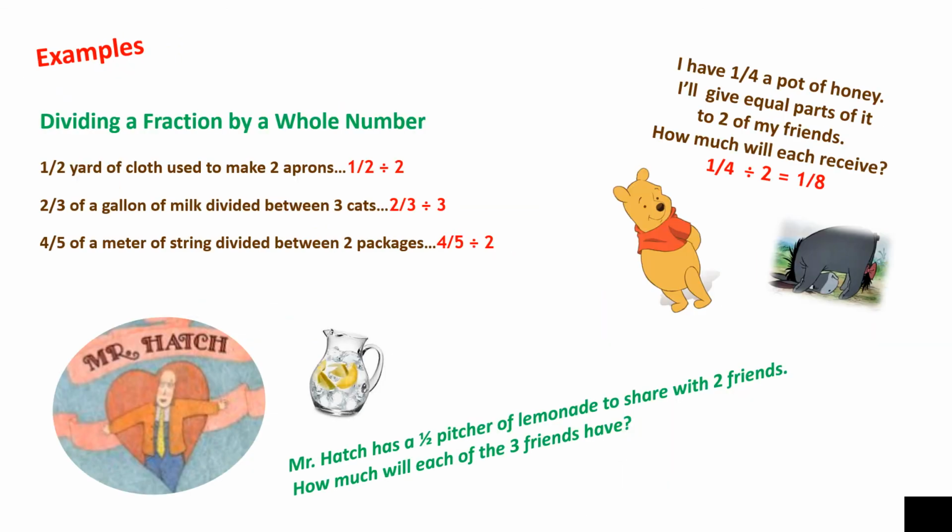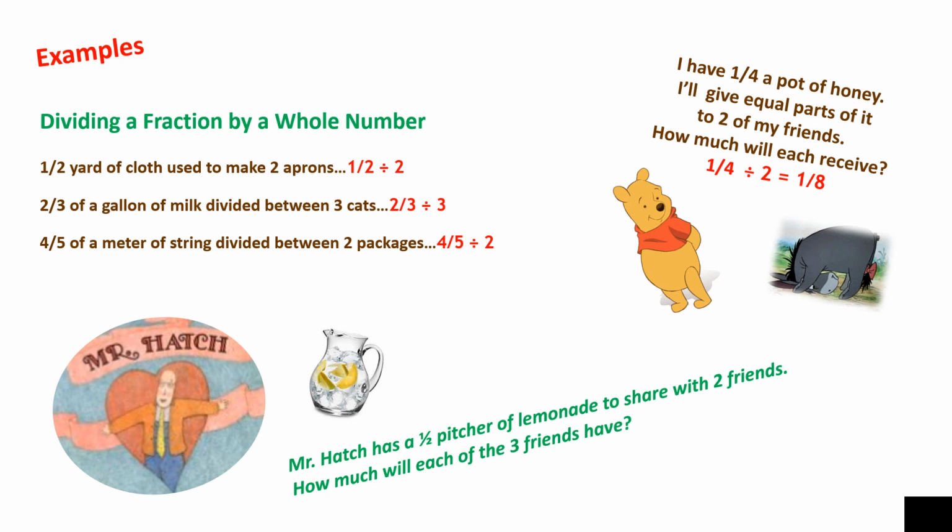In this slide, we're looking at a few examples of the types of problems we've just been studying. If you have a half yard of cloth used to make 2 aprons, it's 1/2 divided by 2. 2/3 of a gallon of milk divided between 3 cats, 2/3 divided by 3. 4/5 of a meter of string divided between 2 packages, 4/5 divided by 2.